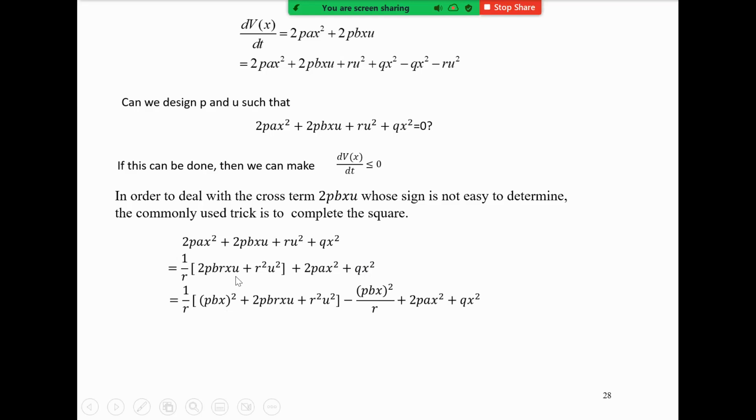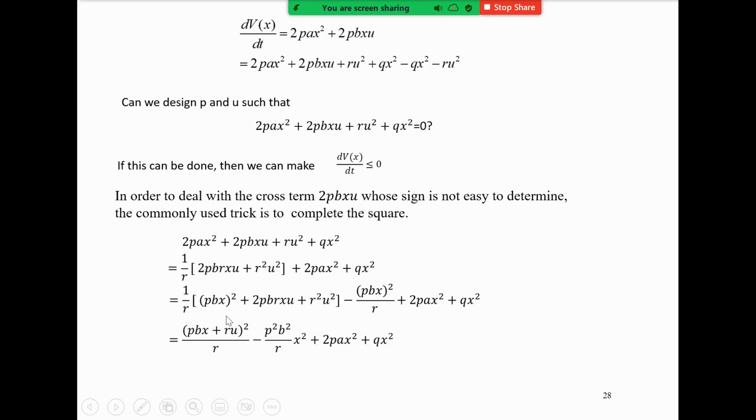Okay. So we have this cross term X times U. But here we have R, so we have X times U R at PB. Therefore, we just add an extra term, pbx squared. I have to put a pbx squared. Here we have 2 pbx times ru. I have ru squared. In this way, we can complete the square for this one. Because we add this one, of course, we have to subtract this one, to make them equal to each other.